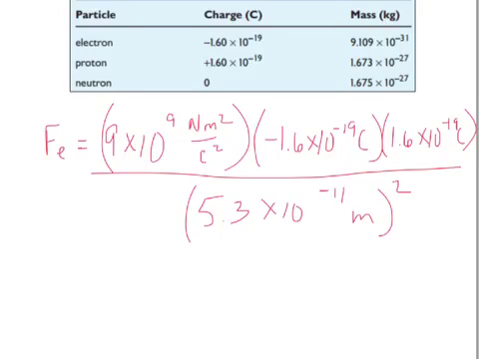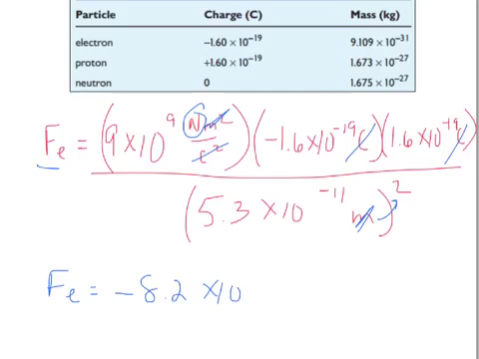Take a look at your units right away. Notice that they do cancel. Coulomb squared cancels here. This is going to be meters, but it's going to be squared. That cancels that meters squared, leaving behind only newtons. And we're looking at a force, so it makes sense. Plugging in these numbers and calculating, we get an electric force of negative 8.2 times 10 to the negative 8 newtons. So a very small quantity.